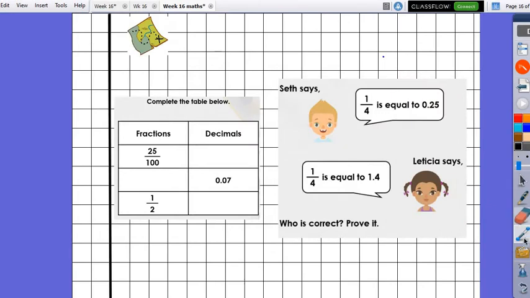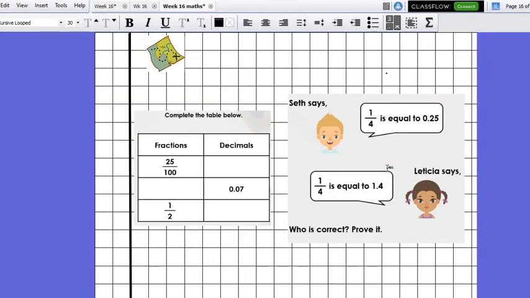So the next question, we're looking at completing the table below. So fractions. So 25 over 100. We know it's not over a whole number, so we know it's going to be 0 point something. 0 and the decimal point something. And we know it's 2 digits because it's over 100. So we've got over 100 and we've got 25 parts of that 100, so 0.25.